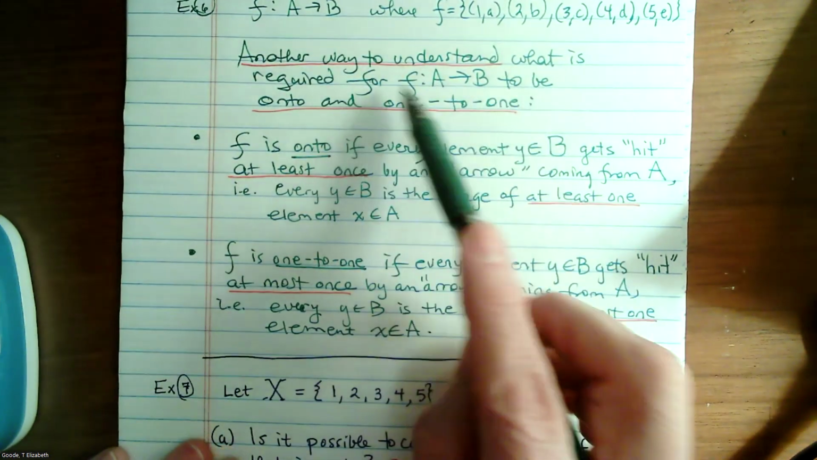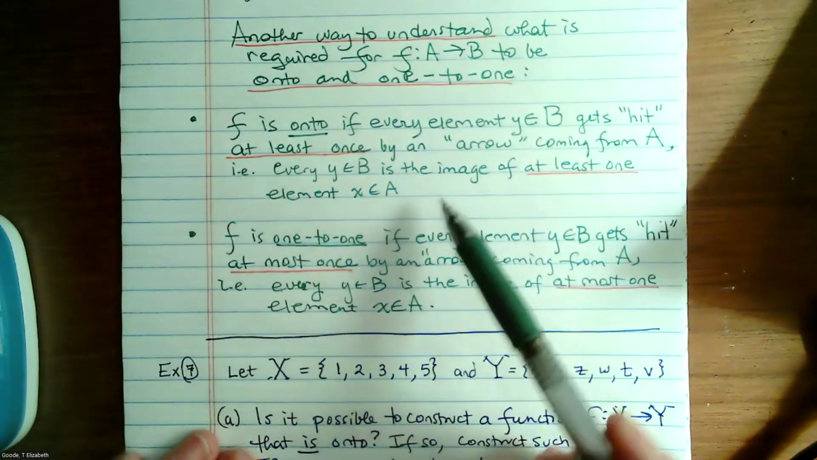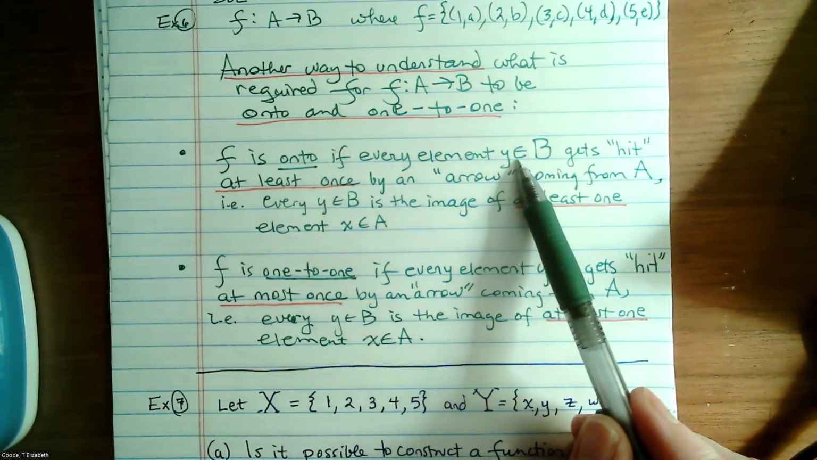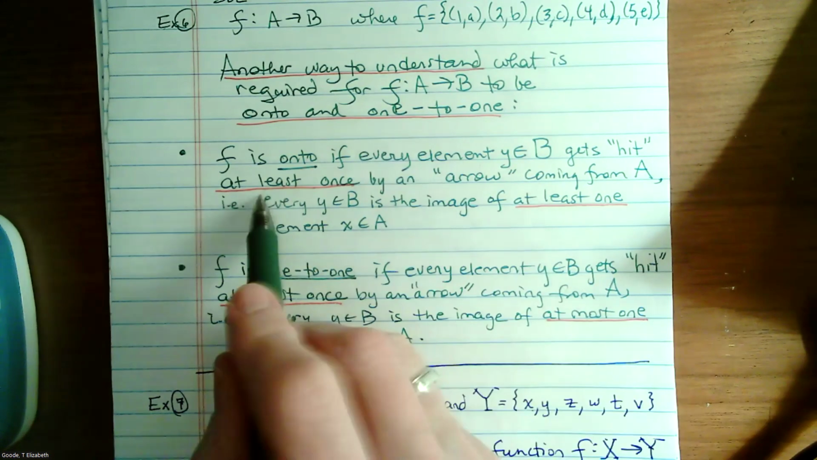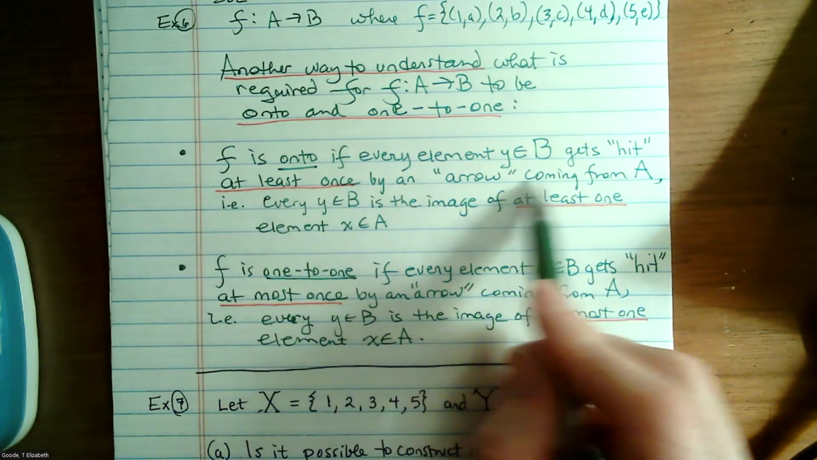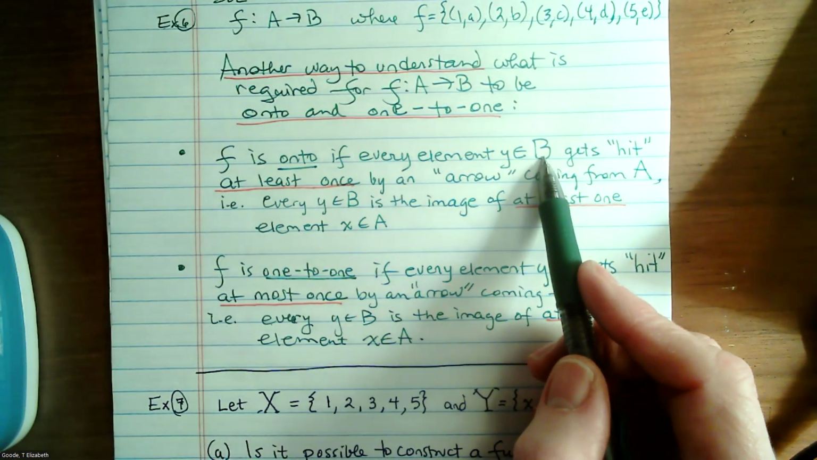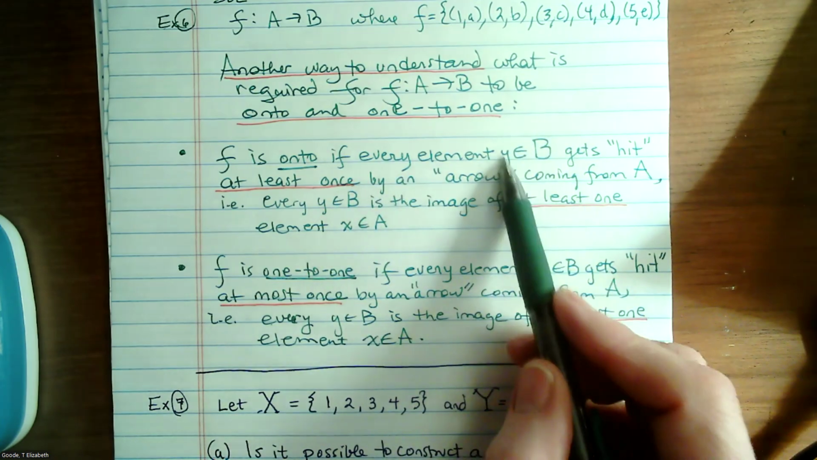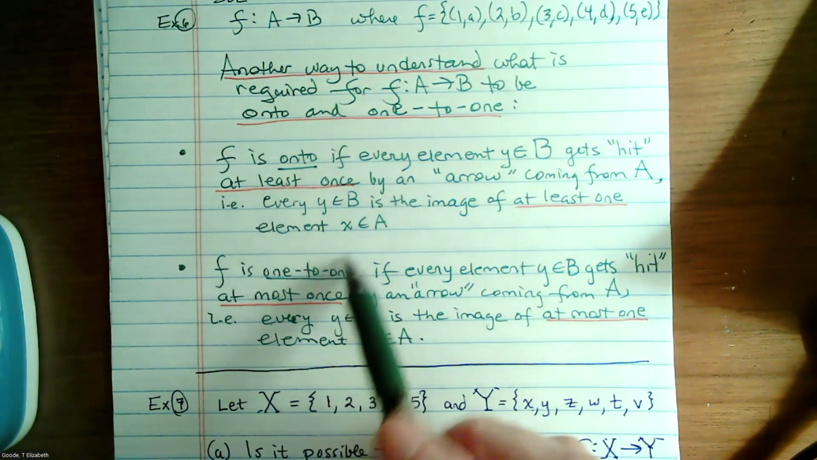Another way to understand what's required for F from A to B to be onto and one-to-one, I just wanted to reword this for you. F is onto if every element Y in B gets hit at least once by an arrow coming from A. So if you drew a picture, everything in B is going to get hit by at least one arrow. It's okay for more than one arrow to hit a Y in B. That doesn't violate onto, but every Y in B needs to get hit by an arrow. It needs to be the image of at least one element in A.